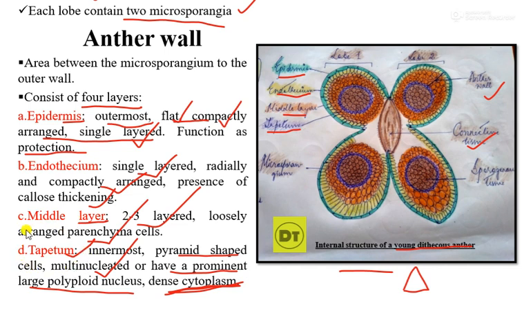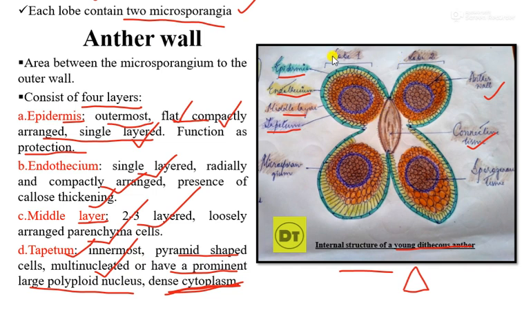Tapetum is very important from the examination point of view. We will learn this in a separate video where we will see the types and functions of tapetum. Okay, in today's video you simply learn about its structure. Just the outline you have to know. So this was about the anther wall.